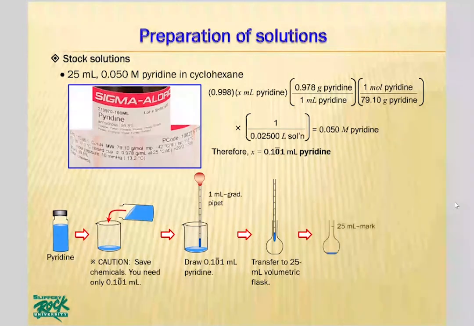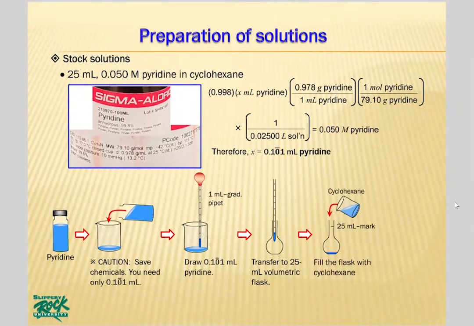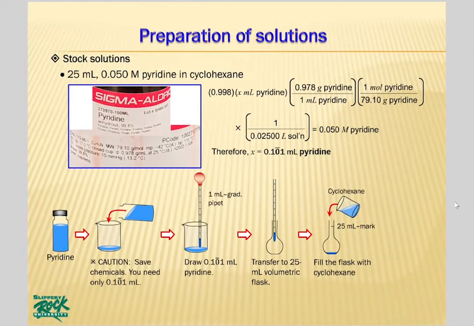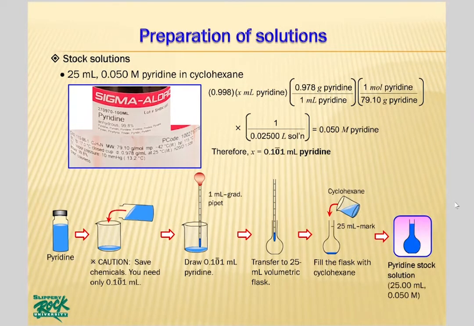Fill the volumetric flask with the solvent cyclohexane to the 25 milliliter mark. Don't forget to follow the stepwise mixing procedure. Fill the flask approximately 2/3 full and mix. Carefully fill the flask to the 25 milliliter mark. And this is a 25.00 milliliter 0.050 molar pyridine stock solution.